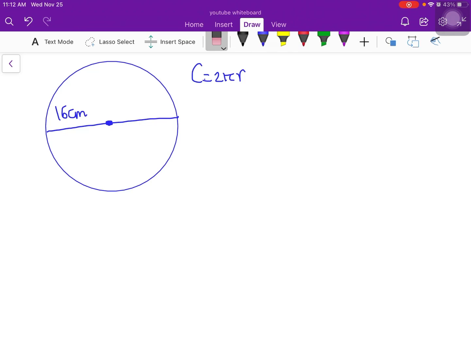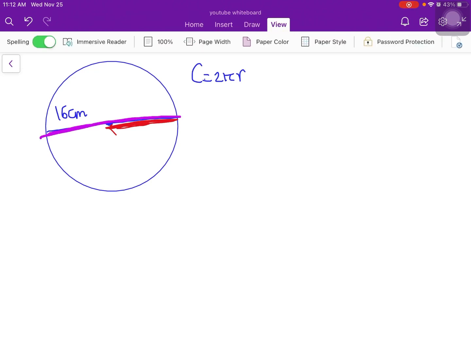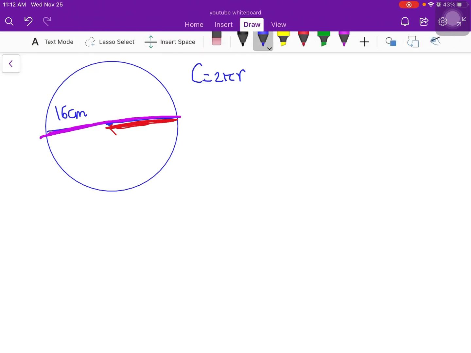So basically the radius would be from the center until this line right here, and the diameter would be this blue line across the whole circle, and the radius is this red line right here. So that's 16, that's the diameter, and that radius is 8 centimeters because it's half of the diameter.